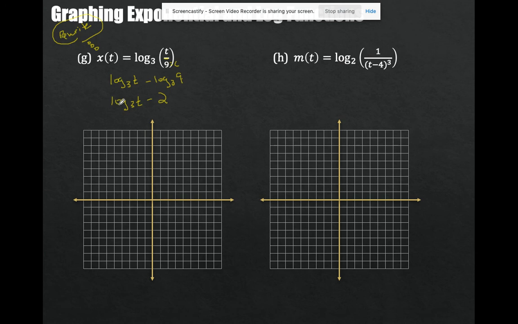So my basic log graph with x equal to 0, the point (1, 0) has been shifted down 2, and the point (3, 1) has been shifted down 2. Whoops, sorry. Yeah, there we go. (3, 1), excuse me, has been shifted down 2. Done.